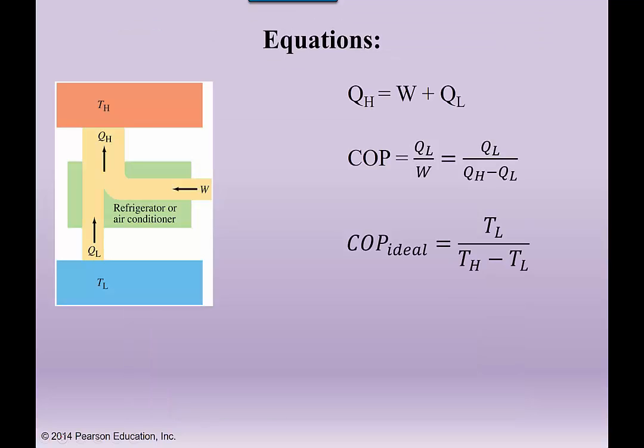So if we take a look at some equations that go along with this, we're going to start with the same equation that we've been talking about before for heat engines. QH equals W plus QL. This is again the conservation of energy equation. We're not going to break conservation of energy.